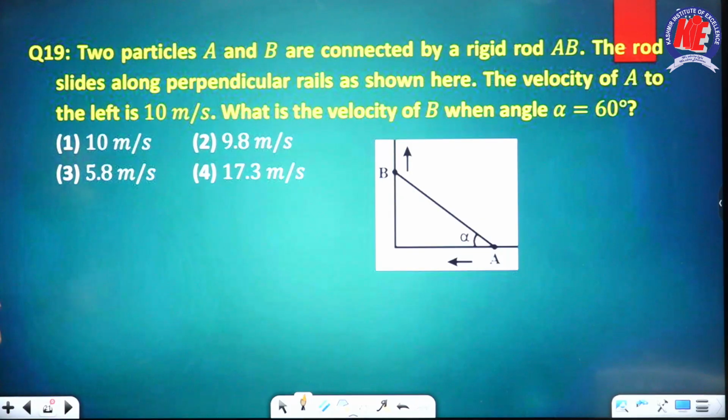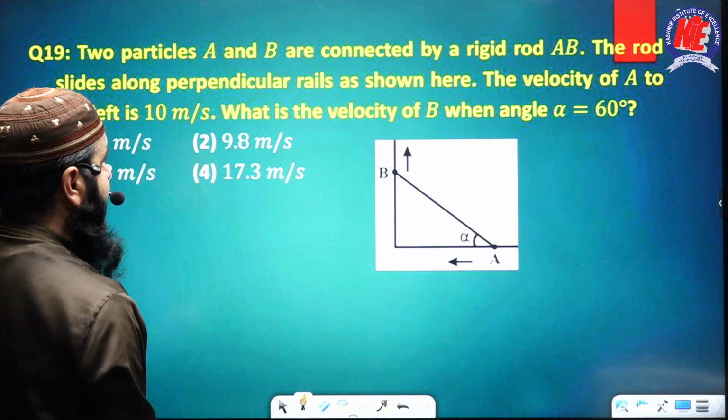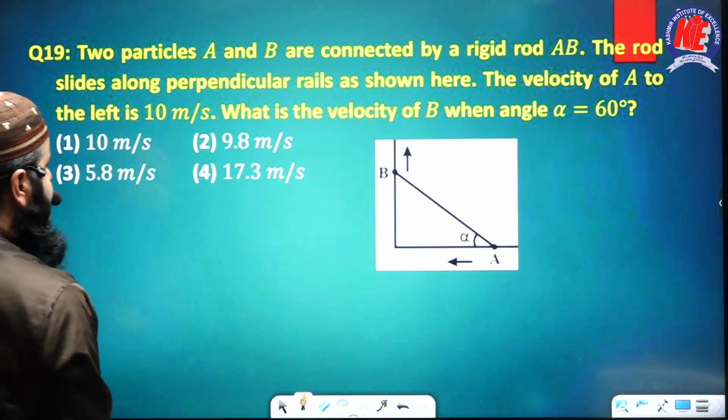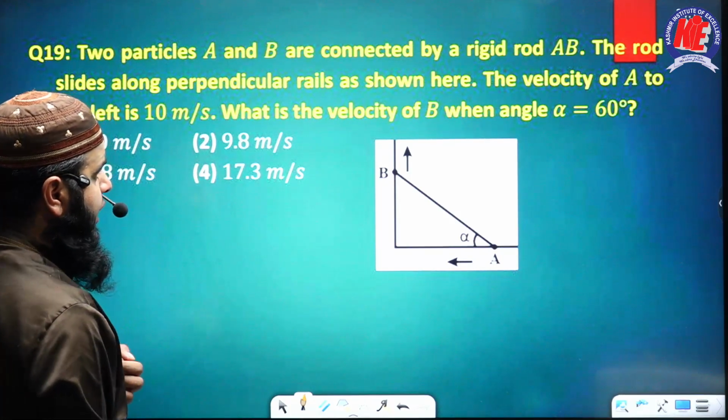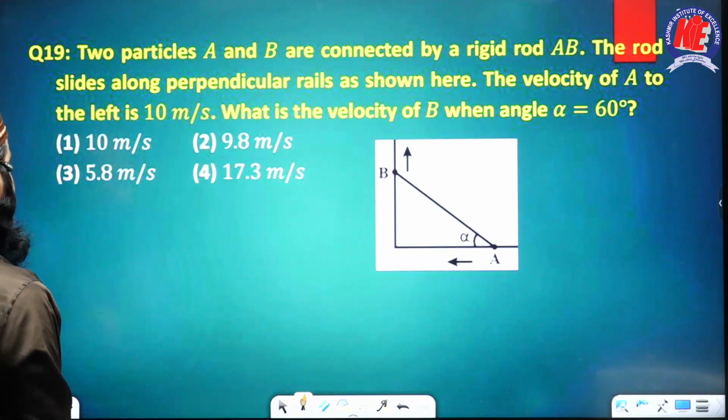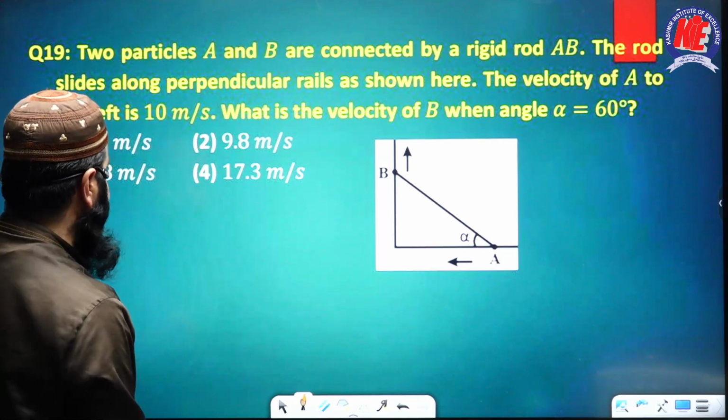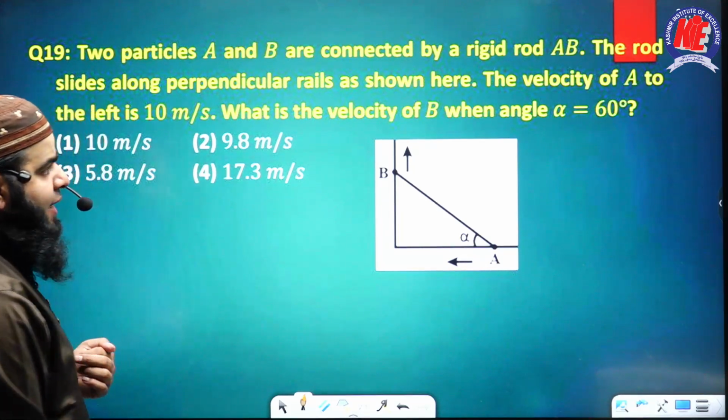Next one please. Two particles A and B are connected by a rigid rod AB. The rod slides along perpendicular rails as shown here. The velocity of A to the left is 10 meter per second. What is the velocity of B when the angle is alpha?